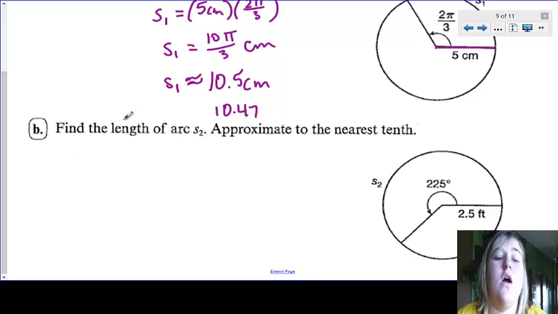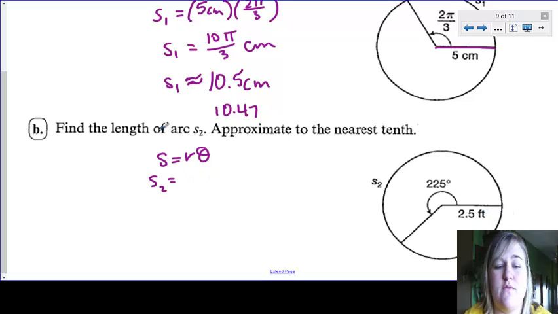Okay, so same thing here. It wants us to find s sub 2 and approximate to the nearest tenth. So I'm going to start by writing my formula. S equals r theta. So I'm looking for s sub 2. So I'm going to plug in s sub 2 equals, my radius here is 2.5 feet. So I'm going to put 2.5 feet.